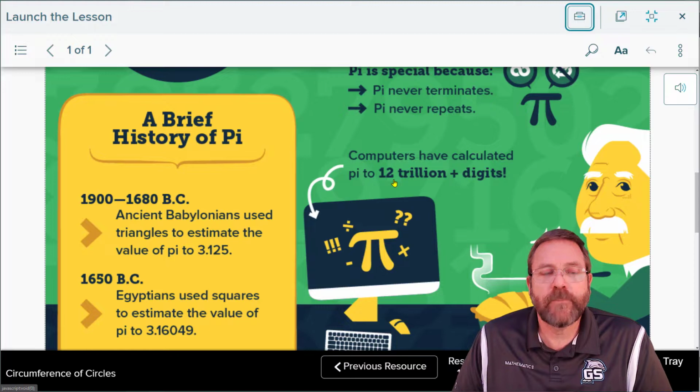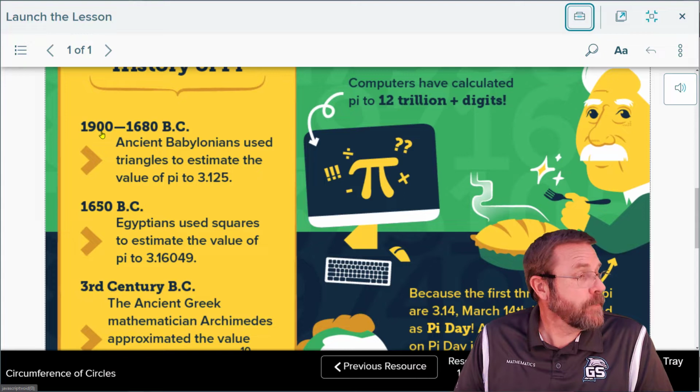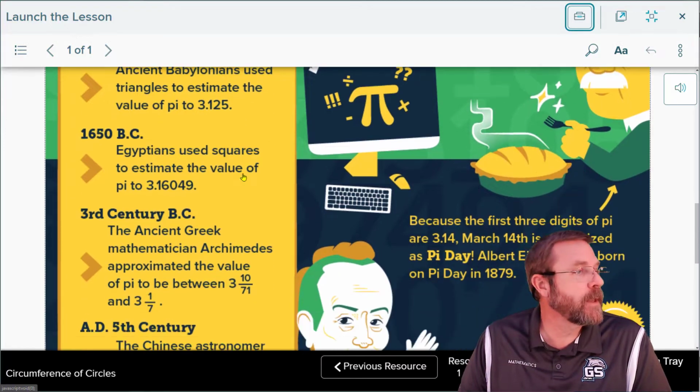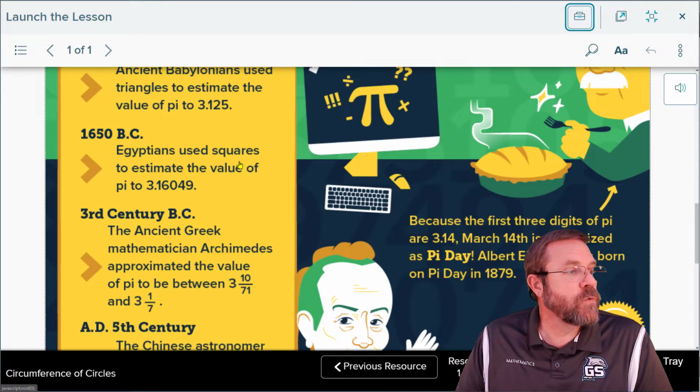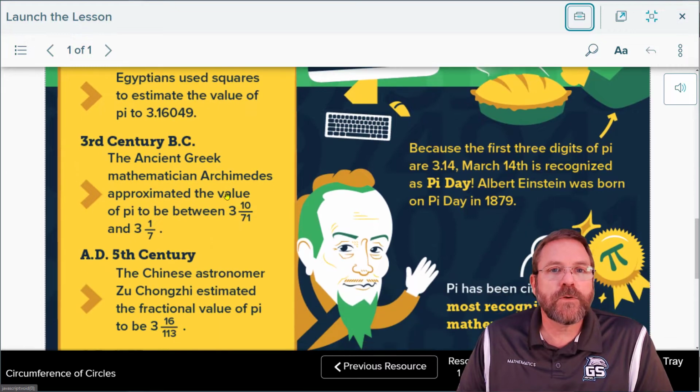I mean, really. A brief history of pi started somewhere between 1900 and 1680 BC when the ancient Babylonians used triangles to estimate what the value of pi would be. And then in 1650 BC, the Egyptians used squares to estimate the value of pi, and they got pretty close, estimating it to be 3.16049.